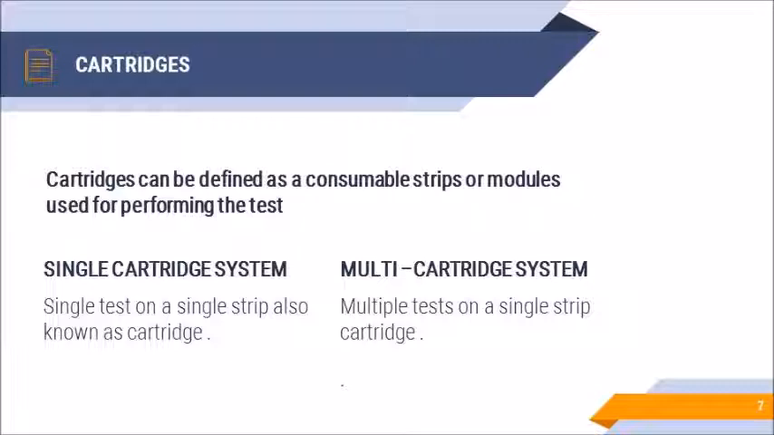Cartridges. A cartridge can be defined as a consumable strip or a module used for performing a test. When I say single cartridge system or multi-cartridge system, a single cartridge system is a single test on a single strip, also known as a cartridge. A single test is a single cartridge. When it comes to a multi-cartridge system, these are huge modules which have multiple tests, hundreds or fifties, on a single platform or a single module which is inserted inside the machine. So it's a single module which has multiple tests on it.